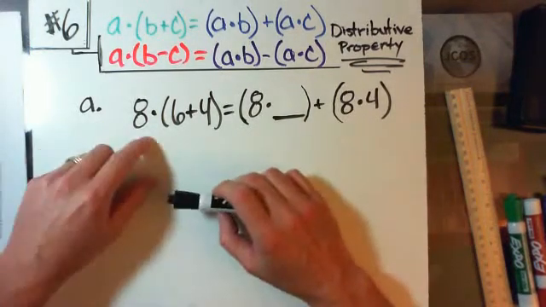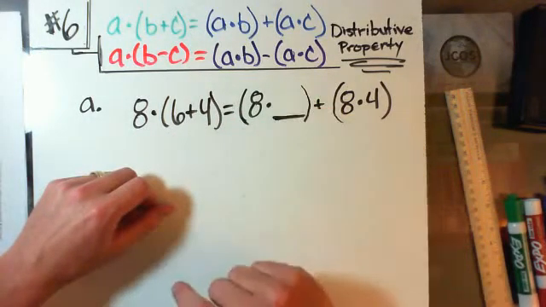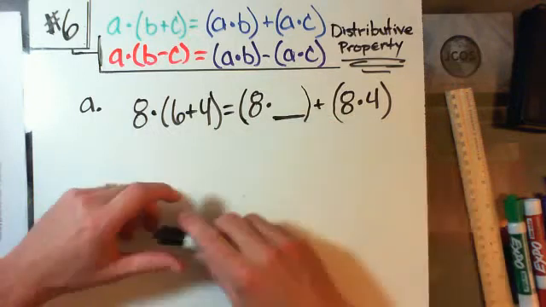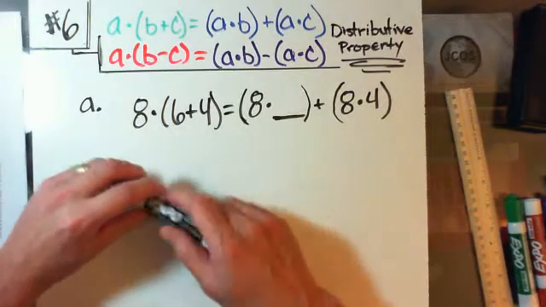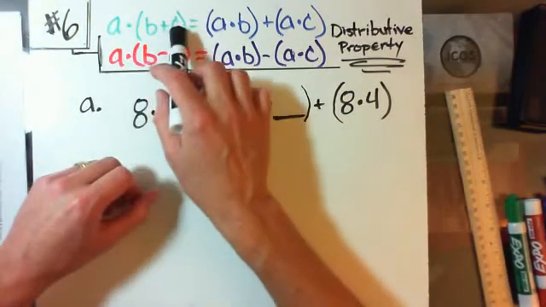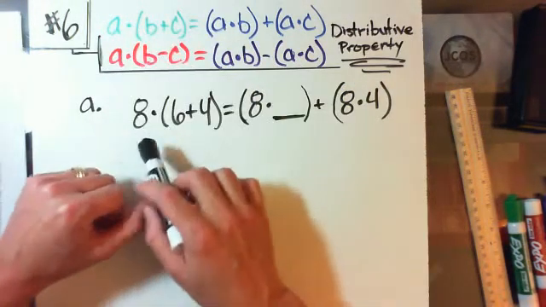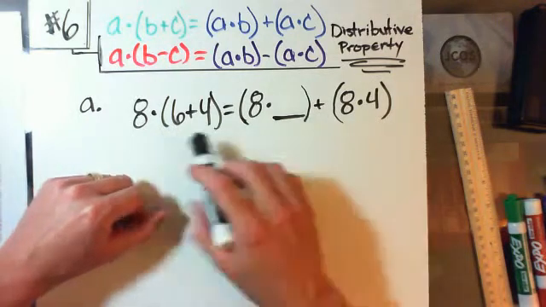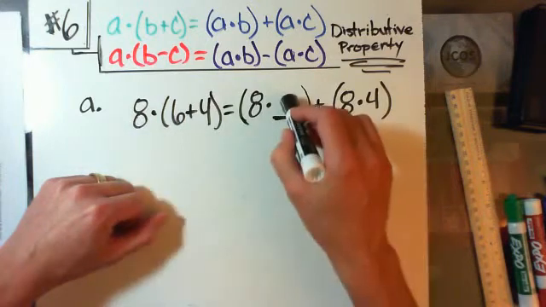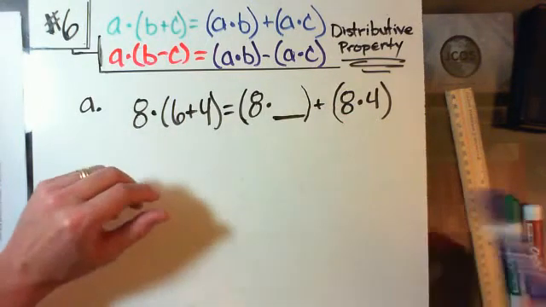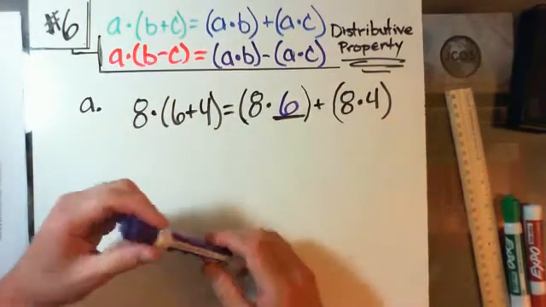So for A, we have 8 times (6 plus 4) is equal to 8 times something missing plus 8 times 4. If we look at the pattern up here and try to follow it, we notice that A times (B plus C) is equal to A times B plus A times C, so 8 times 6. And we already have 8 times 4 here, and they're added. So the missing number here must be 6. So we'll put a 6 in there. That one was kind of easy.